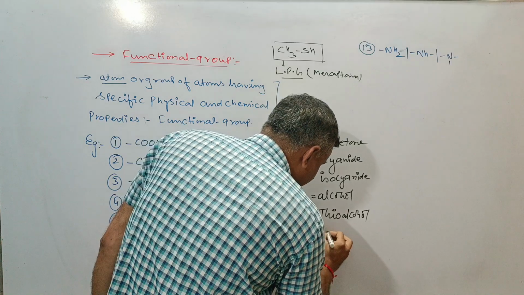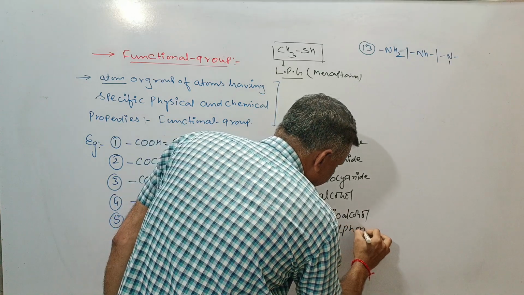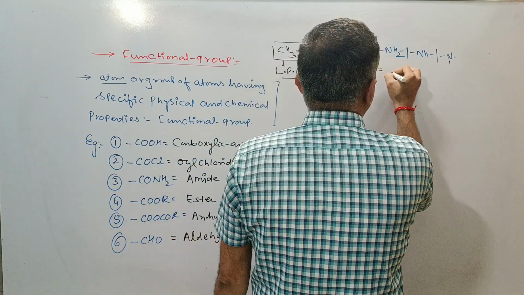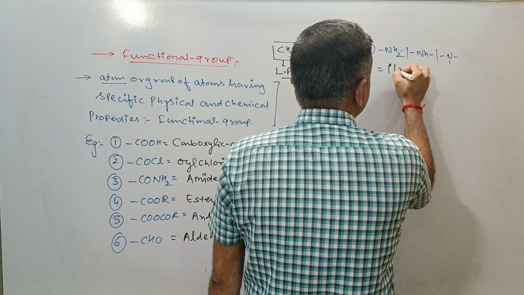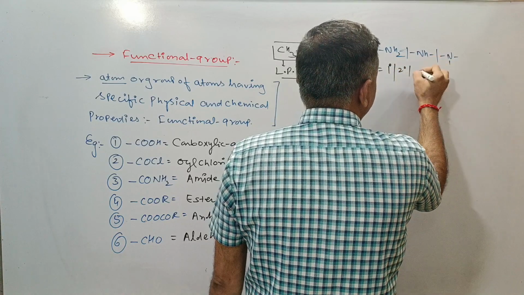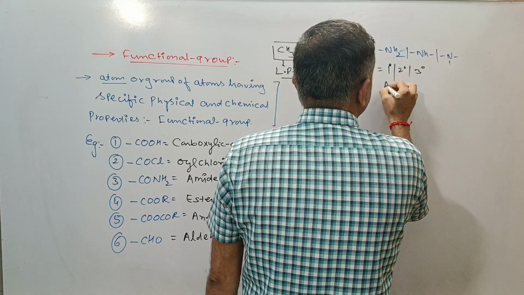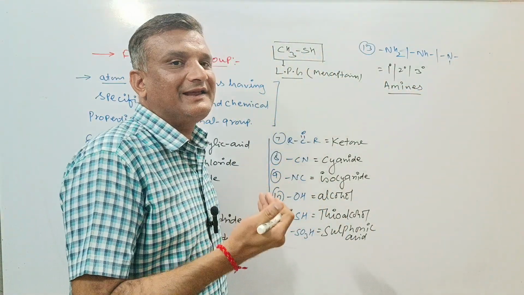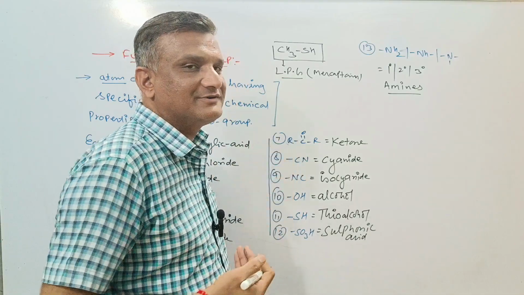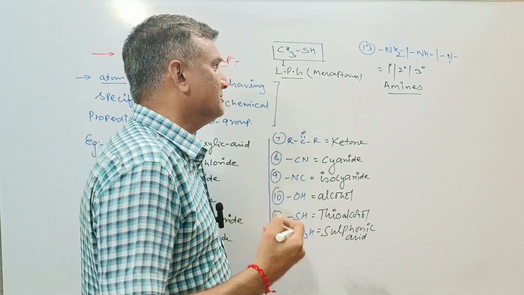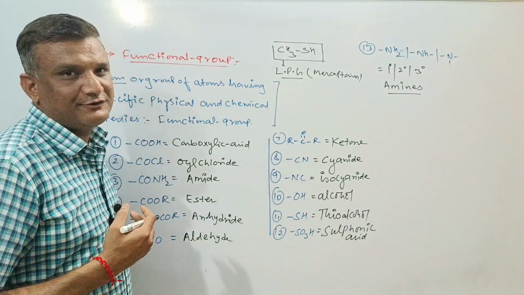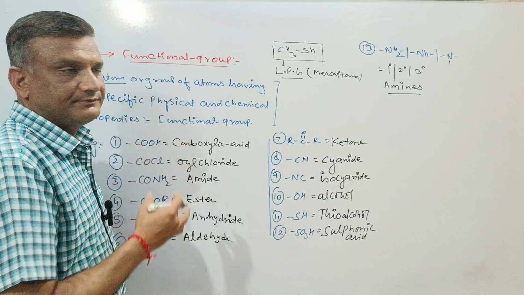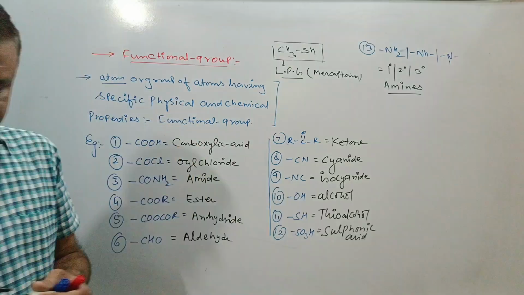This is the sulfonic acid. This is the amines, as 1 degree NH2, 2 degree NH, and 3 degree N amines. So these are the important functional groups. Rest we can take alkene, alkyne also as substituents, fluoro, chloro, bromo, and so on. But these are the 13 functional groups which give specific physical and chemical properties.